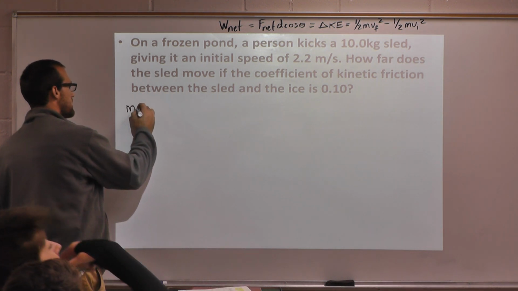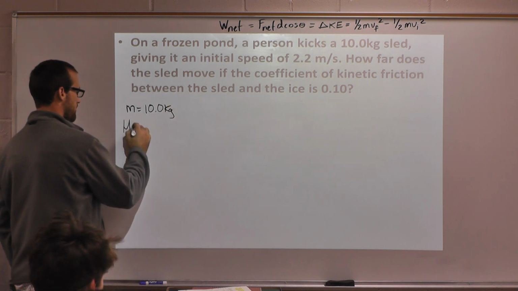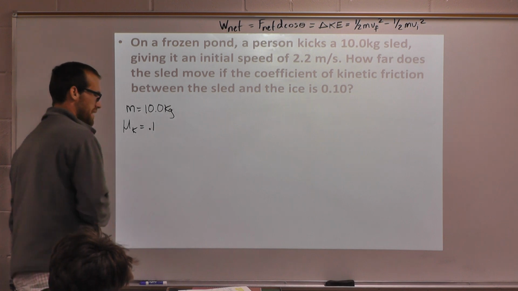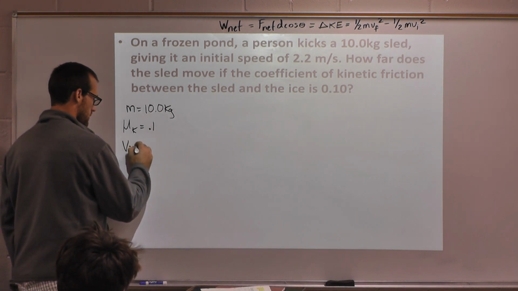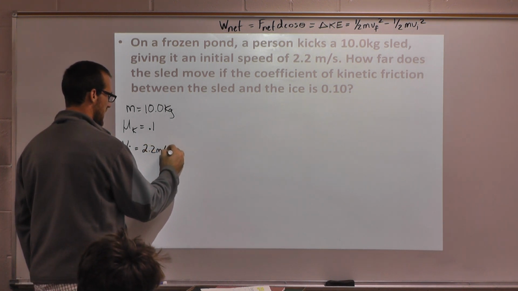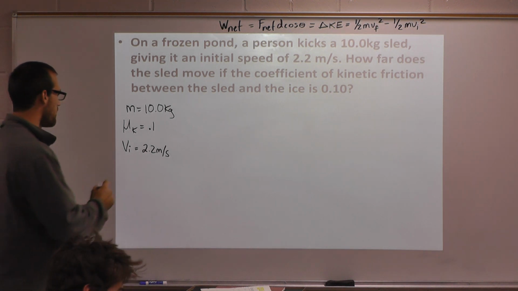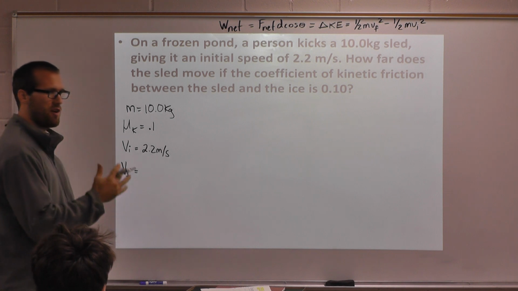We know the mass. We know mu k. What is mu k? 0.10. Alright, what else do we know? VI is 2 point something. Since there's no other object here, I'm just going to say VI. Is that cool? And then I'm assuming VF is 0. Yep, because it wants to know the distance traveled, so you would want where it stops, right?